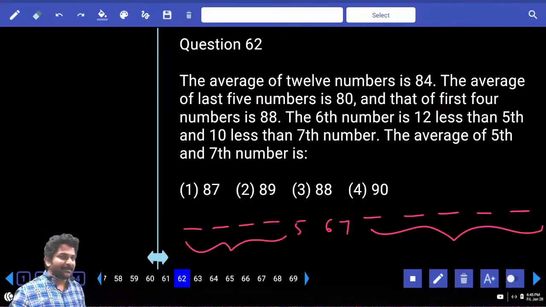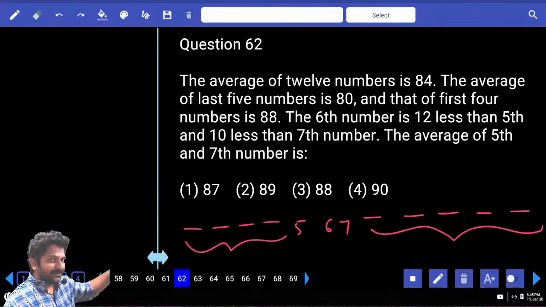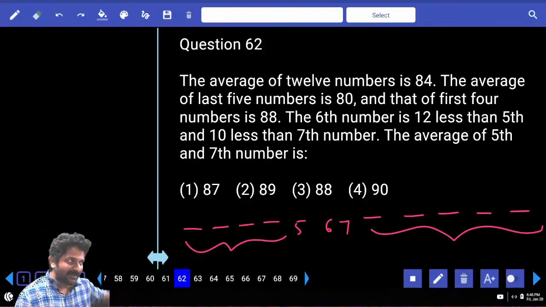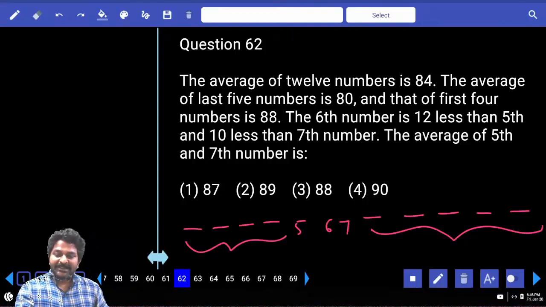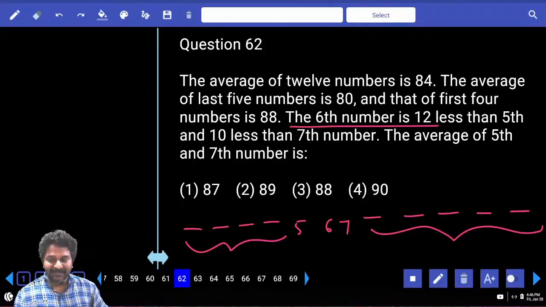So how many numbers are missing now? 3 numbers. 5th number, 6th number, 7th number. These 3 numbers are missing. Correct? Yes, continue. 6th number is 12 less than 5th number and 10 less than 7th number. Okay. Now your question is about average of 5th number and 7th number.